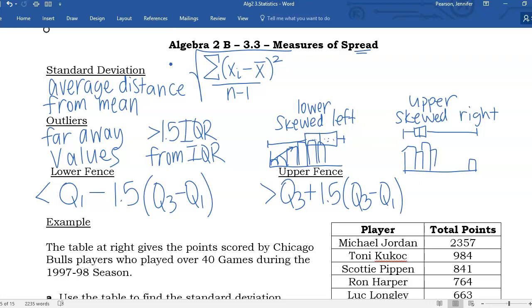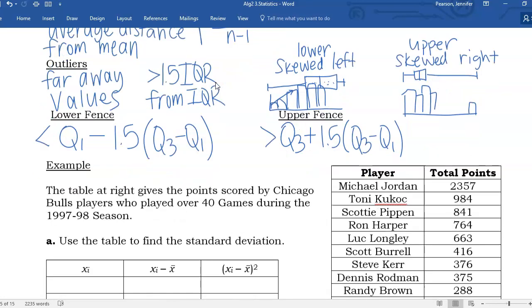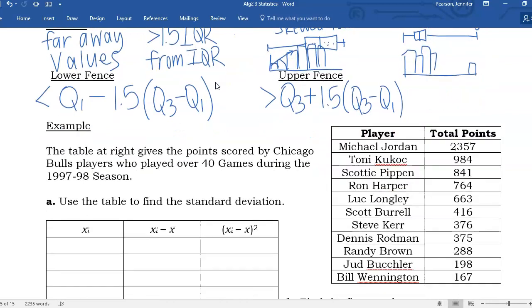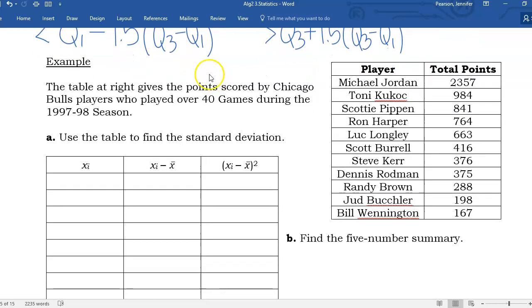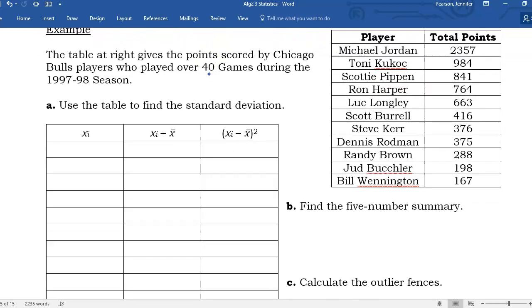Definitions out of the way, let's try an example. The table at right gives the points scored by Chicago Bulls players who played over 40 games during the 97-98 season. We're going to use this table to find the standard deviation. So first, x sub i. That is going to be each of our data values. So I'm going to copy these down here, 2, 3, 5, 7, 984, and so on until I get this whole table filled out, okay?